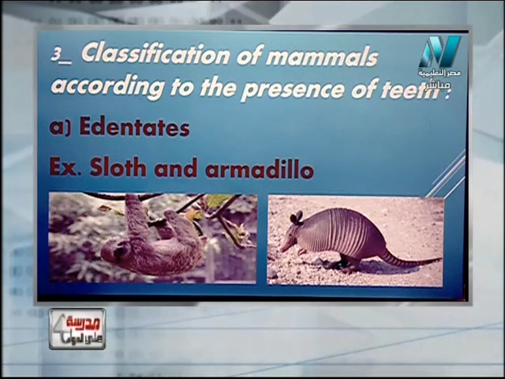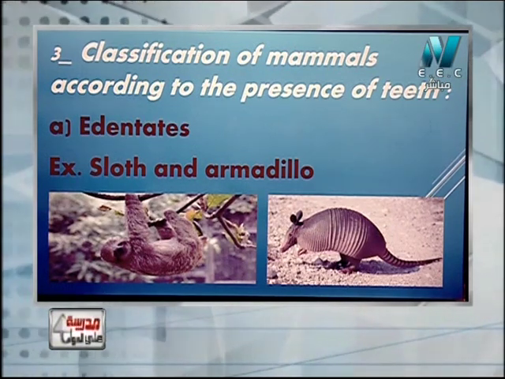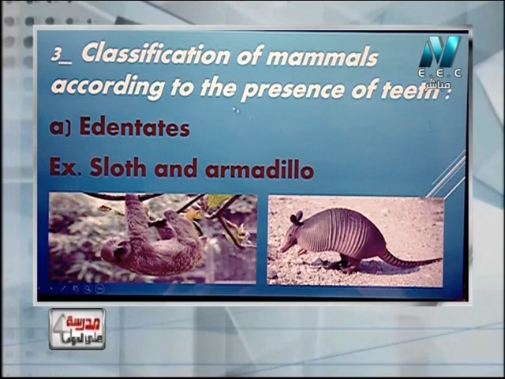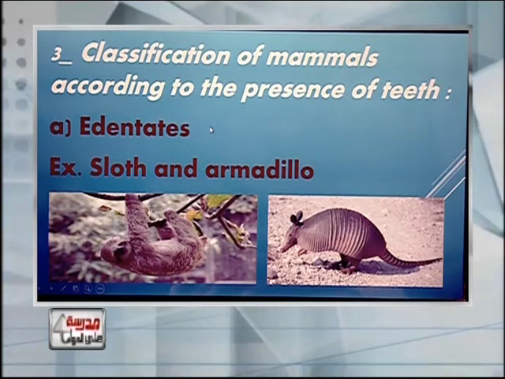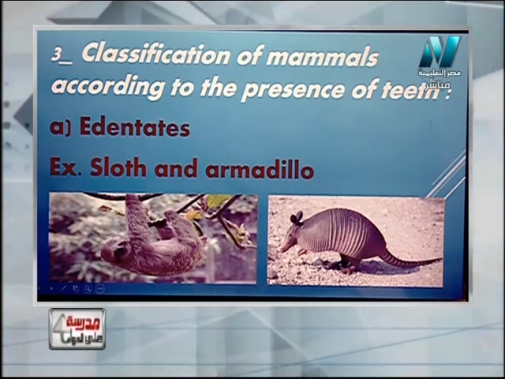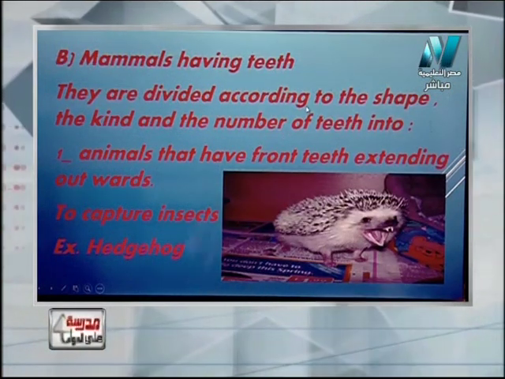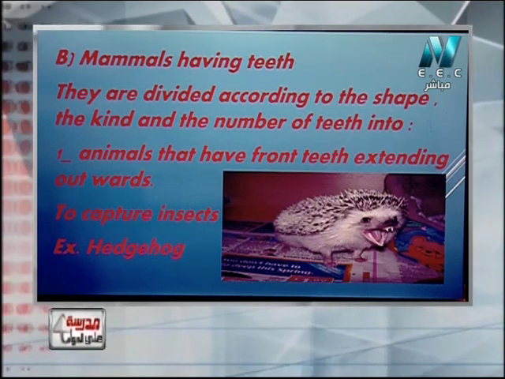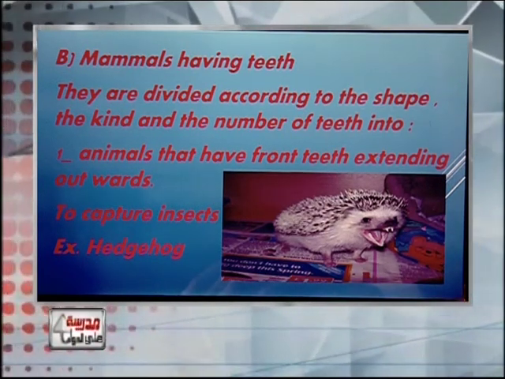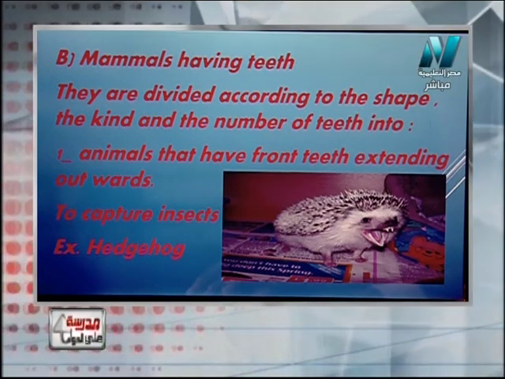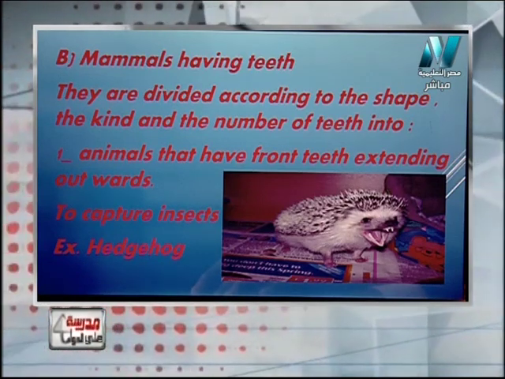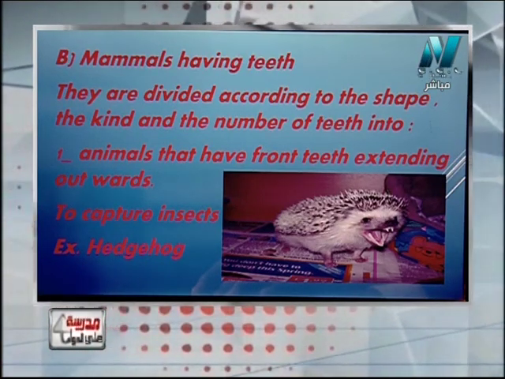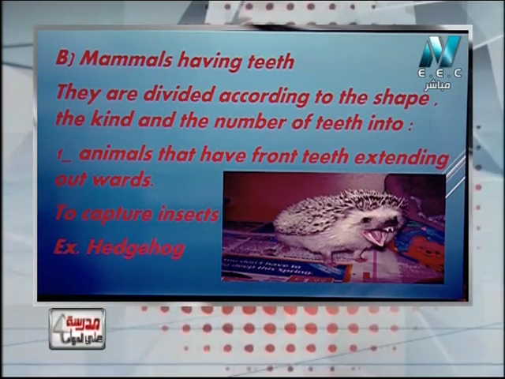Classification of mammals according to the presence of teeth. A. Edentates, teethless, they don't have teeth like sloth and armadillo. And mammals having teeth, they are divided according to the shape, the kind, and the number of teeth into number 1, animals that have front teeth, as you see, extending outward to capture insects as hedgehog.